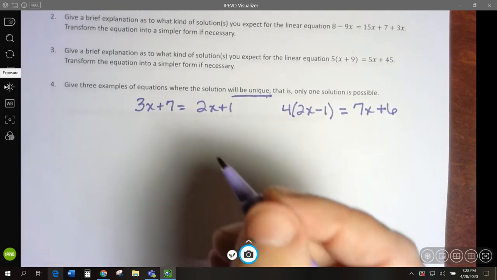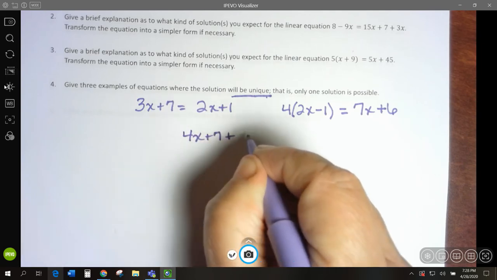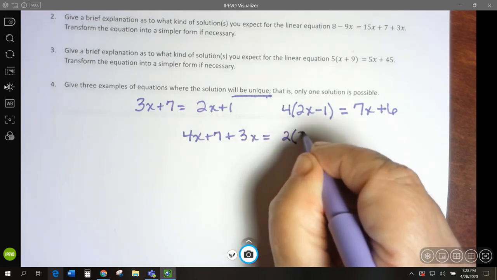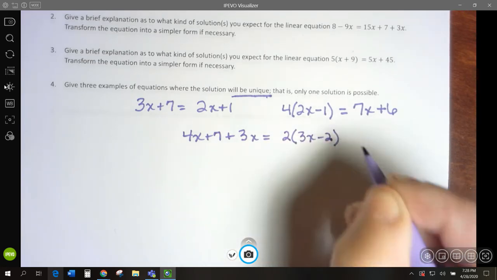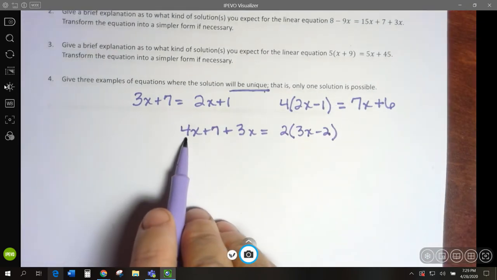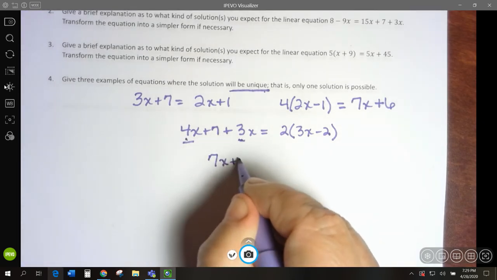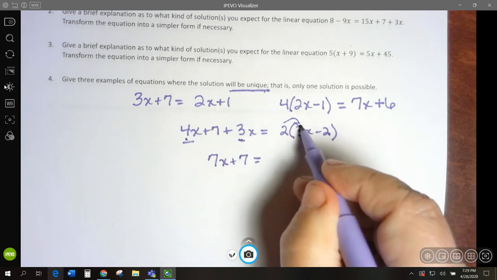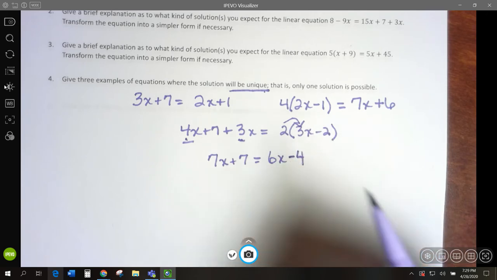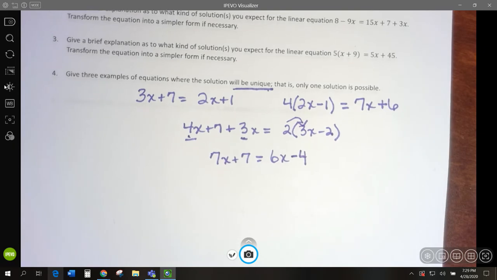One more, let's try 4x + 7 + 3x = 2(3x - 2). Let's add these together. We get 7x + 7 equals, distributive property here, 6x - 2 times negative 2 is minus 4. Different variables, right?